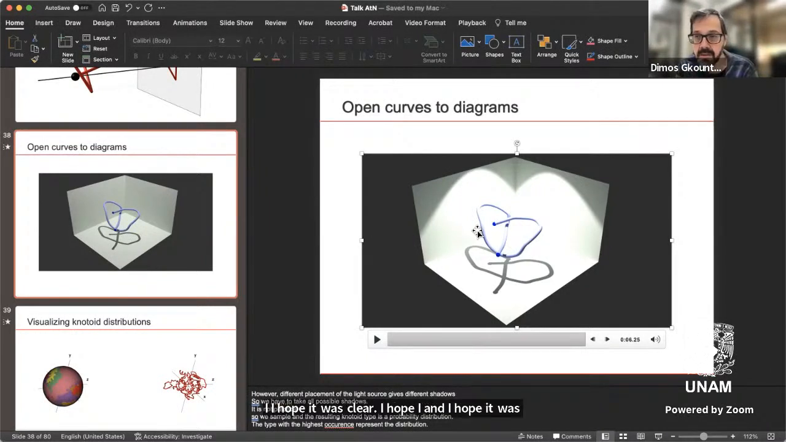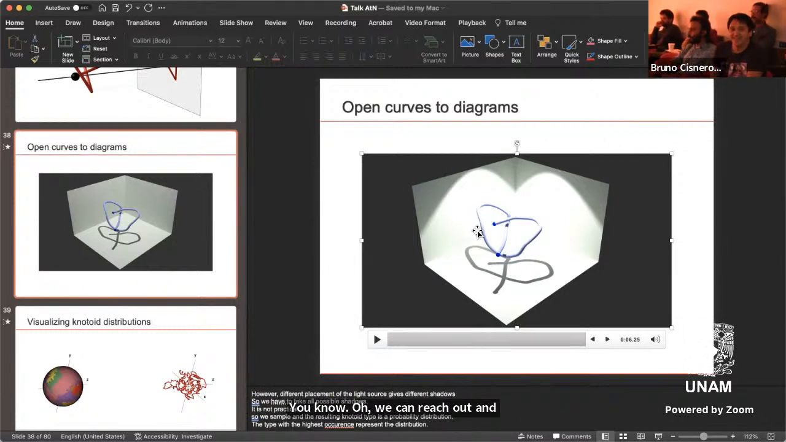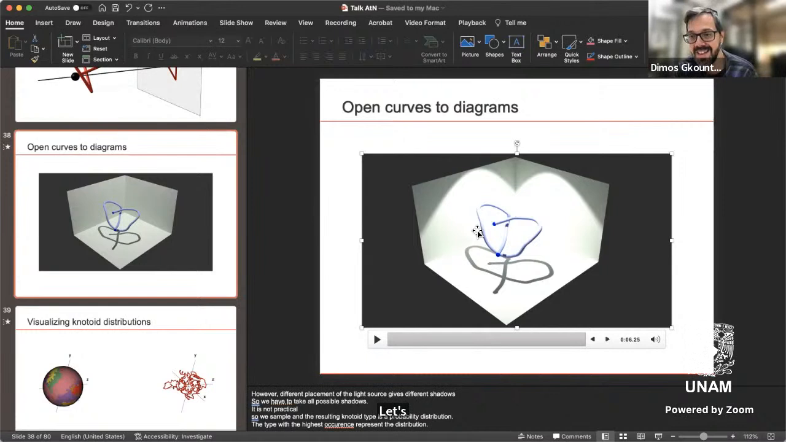These are the ways that, I mean, the tools that people outside of math and topology use are simpler than the ones that we construct, but nevertheless they are very interested in what we can give them to use. So this is an open field, let's say, for all of us to consider how we can reach out and show other disciplines how they can use our tools and make them also computable, easier, let's say. That's my experience, at least.